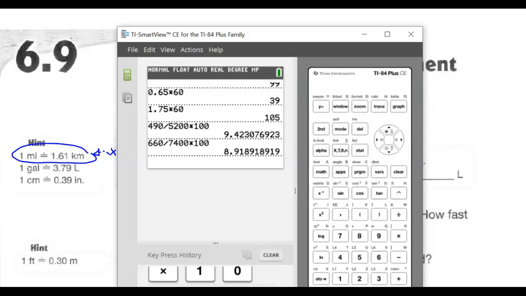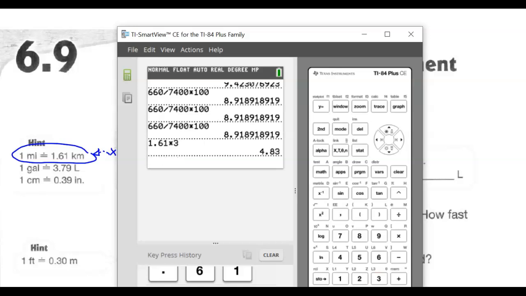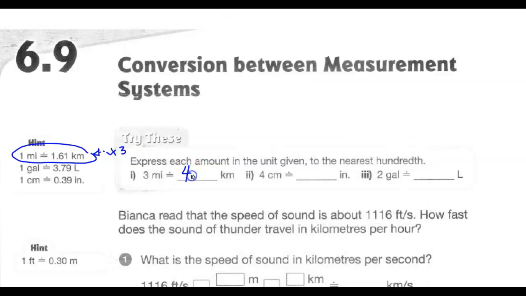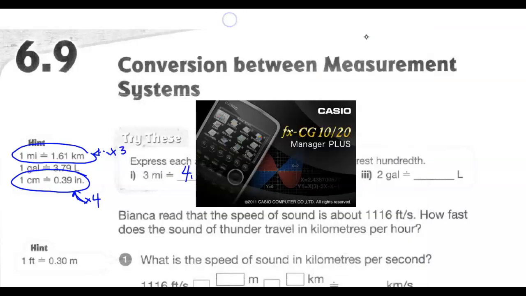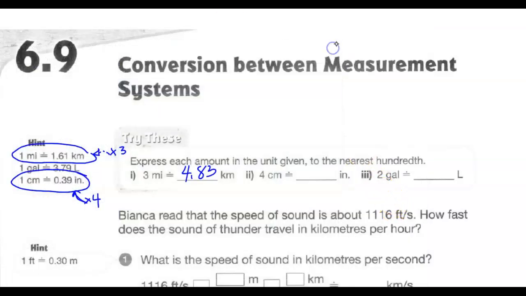So you can get out your calculator. 1.61 times 3 is 4.83. Okay, then centimeters to inches. Again, you can look in the back of the book, but it has a conversion here. 1 centimeter is 0.39 inches, so we're going to multiply this by 4. Oops, that's the wrong one. So 0.39 times 4 is 1.56.